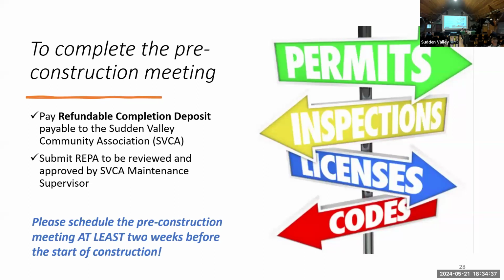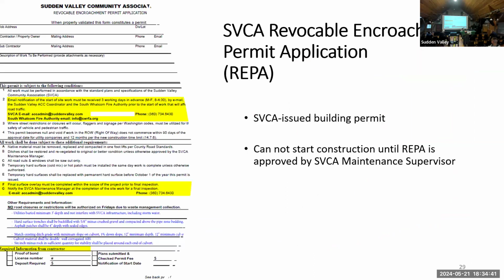And there are some documents that we package up with that REPA. Here's what the REPA currently looks like. This is the Sudden Valley issued building permit. It regulates all the work that can be done in the right-of-way, how utilities can be connected, how road cuts and patches are done, culvert installs, and hard surface trenches.